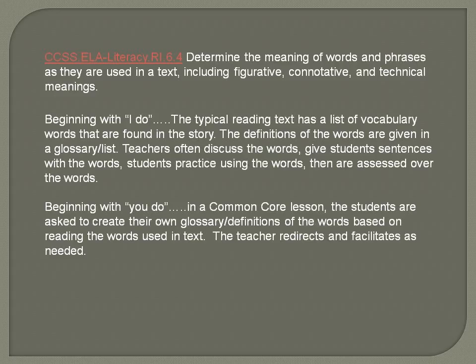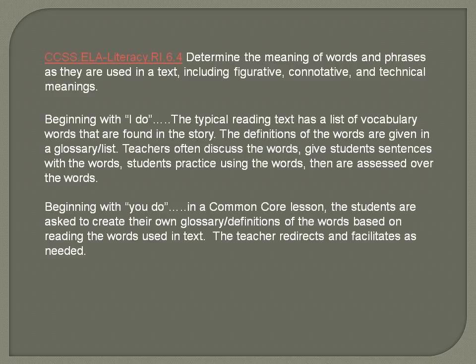That's more of the I do. The teacher's going to read over, here are the vocabulary words for this story. They're going to read the definition. They might give a sentence with them. Then the students are going to practice using the words, making their own sentences. And that's the typical lesson that I have seen in middle school up until the new push with Common Core.